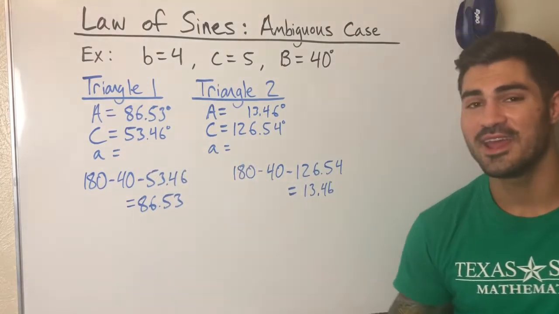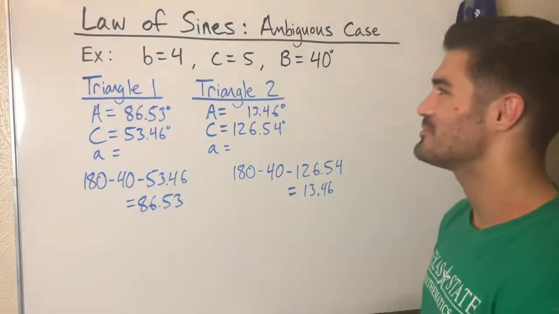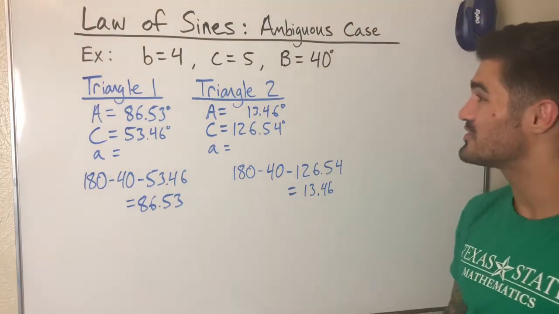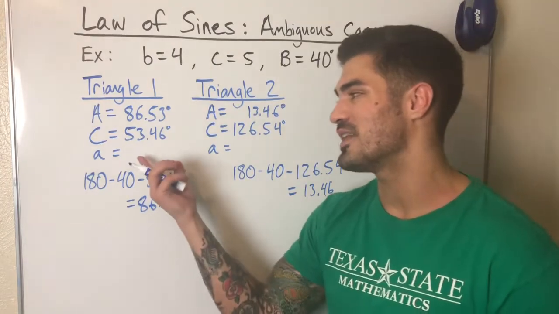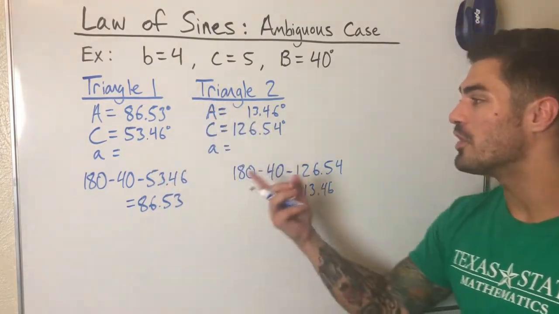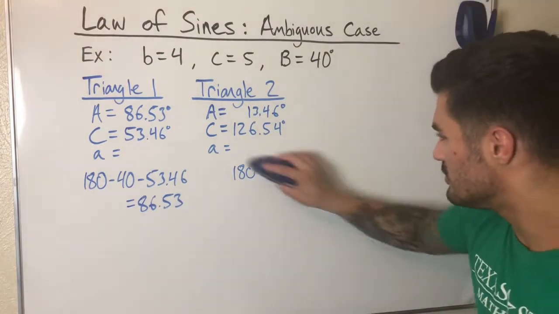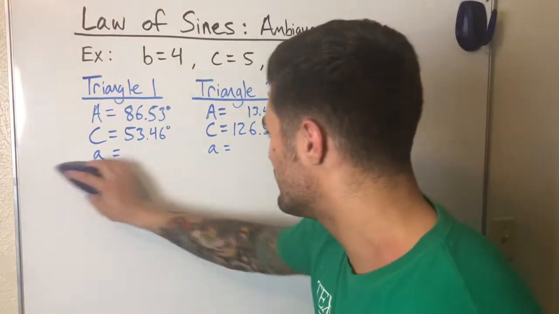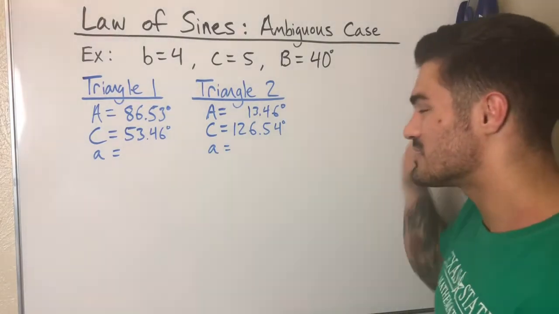Now to find side A, I can't use Pythagorean theorem. This is not a right triangle. Don't forget that. I can't use Pythagorean theorem, but I can use the law of sines, all right? Since I have angle A, I can use the law of sines to find side A for both triangle 1 and triangle 2. So let me make a little space here. I'm gonna go ahead and use the law of sines again. I know this is quite the process. That's why a lot of students make mistakes with these problems.